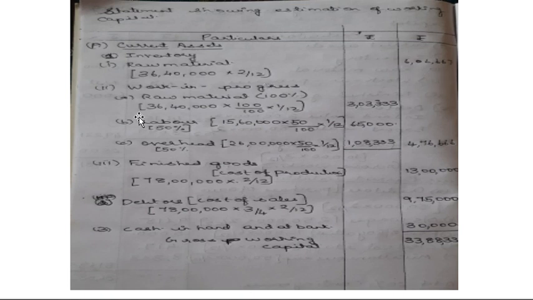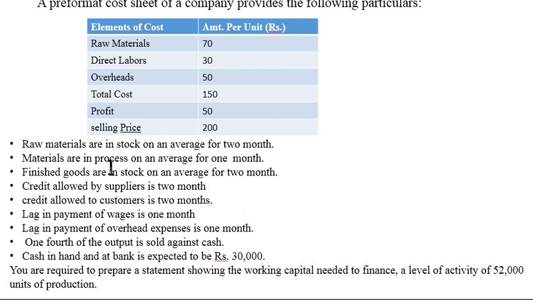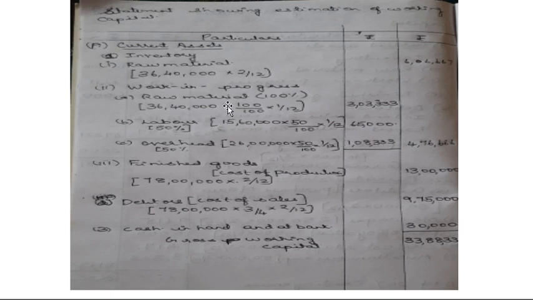Work in progress. Work in progress is given in the problem. If you check, it is given material are in process. It means it is a work in progress. So under work in progress you have raw materials, labor and overhead.